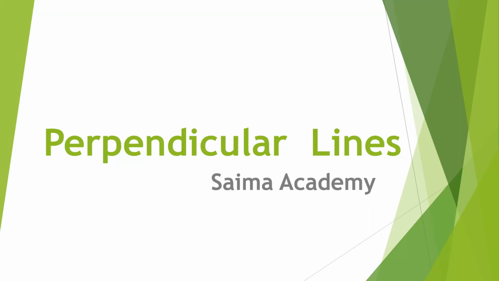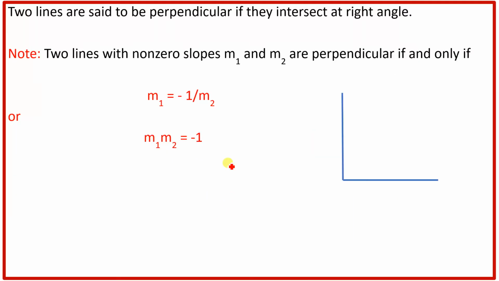In this lesson, I will solve one more question regarding perpendicular lines. Two lines are said to be perpendicular if they intersect at a right angle, which we have discussed, but here I am going to explain it one more time. This is the right angle which makes the angle of 90 degrees.